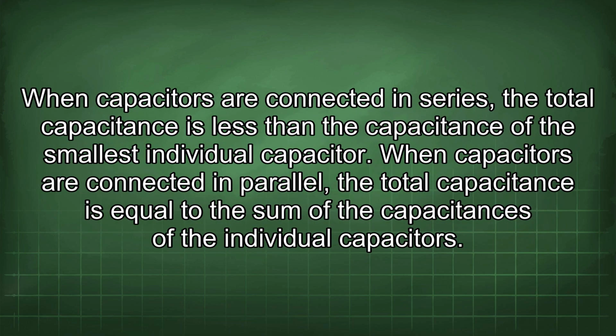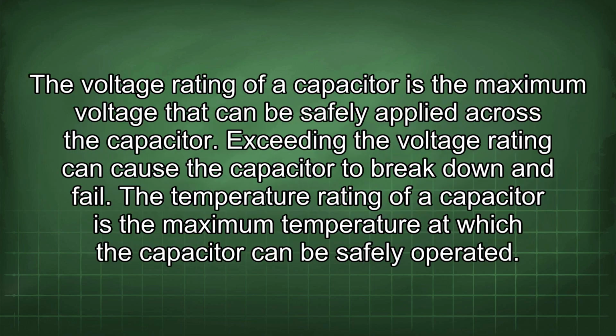When capacitors are connected in series, the total capacitance is less than the capacitance of the smallest individual capacitor. When capacitors are connected in parallel, the total capacitance is equal to the sum of the capacitances of the individual capacitors. The voltage rating of a capacitor is the maximum voltage that can be safely applied across the capacitor. Exceeding the voltage rating can cause the capacitor to break down and fail.